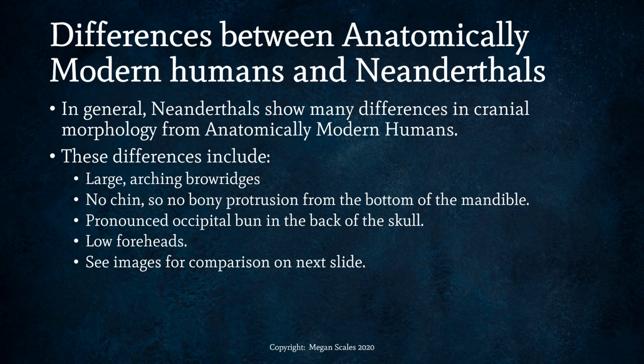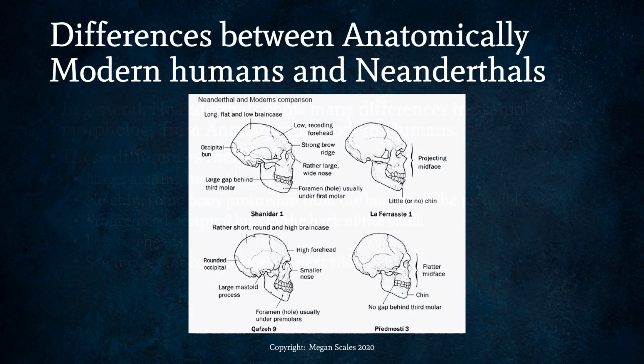In general, Neanderthals show many differences in cranial morphology, so that morphology of the head and skull, from anatomically modern humans. And we've talked a little bit about these earlier, but features include large arching brow ridges, no chin, so no bony protrusion from the bottom of the mandible, a pronounced occipital bone in the back of the skull, low foreheads. So we're going to look at this next slide.